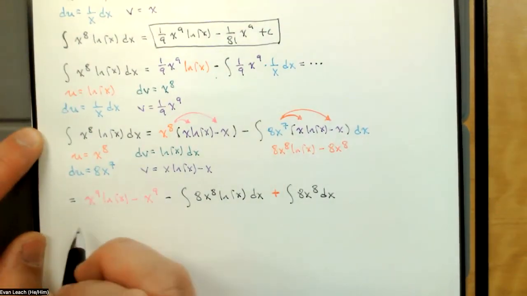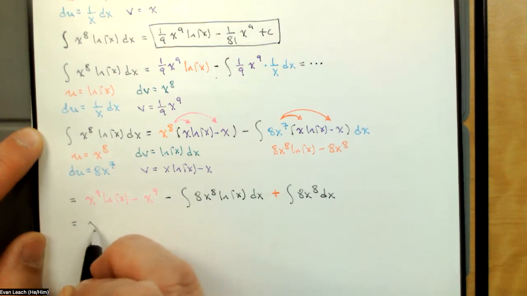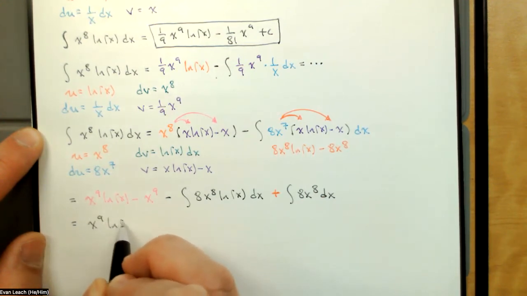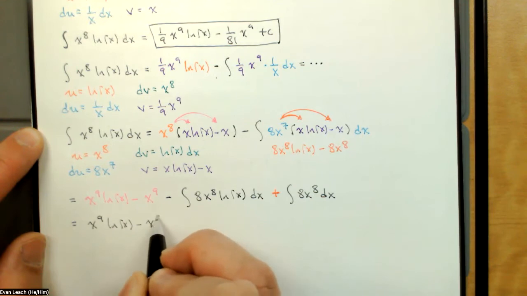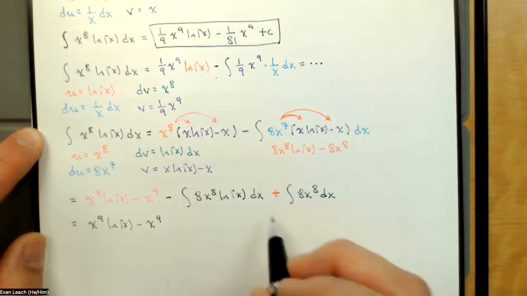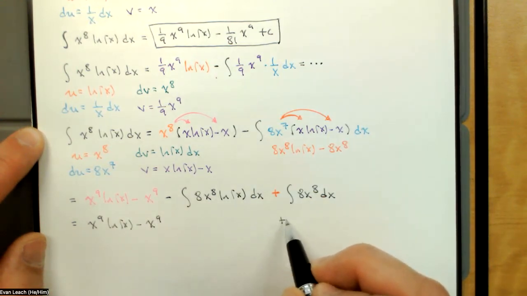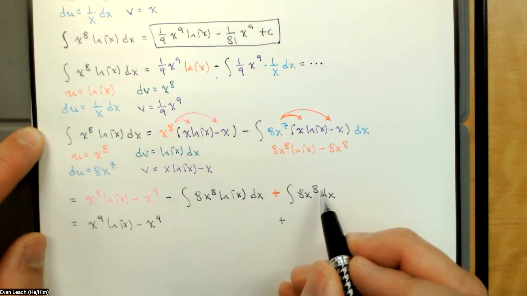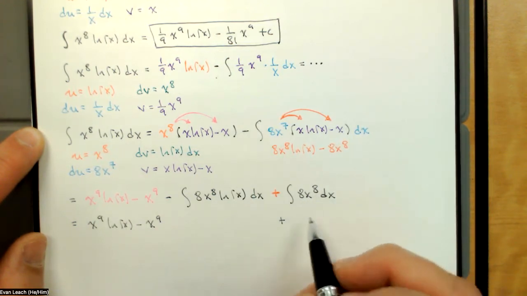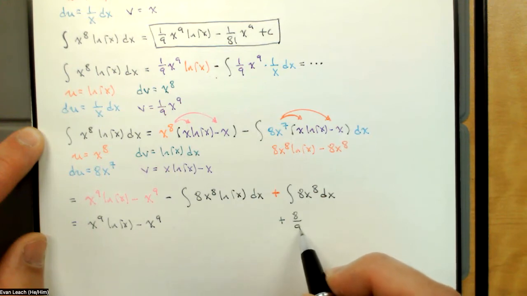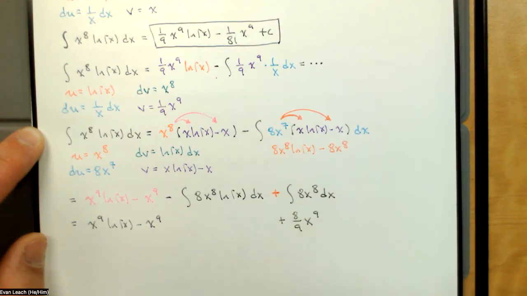We got this integral out here is going to be plus 8 times x to the 8. So we're going to add one to the exponent, divide by the new exponent. It's going to be plus 8/9 x to the 9th.